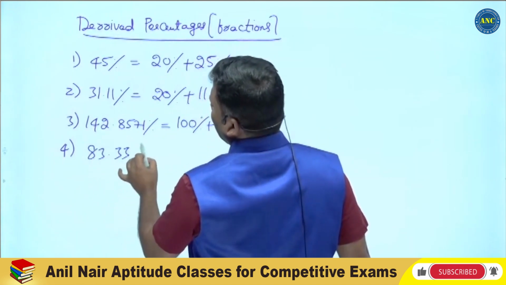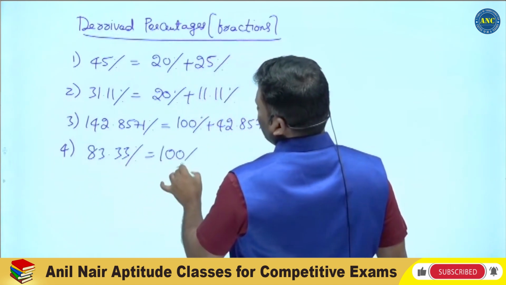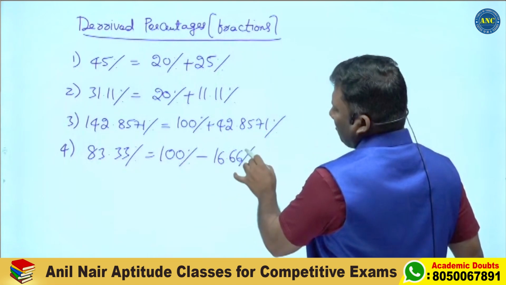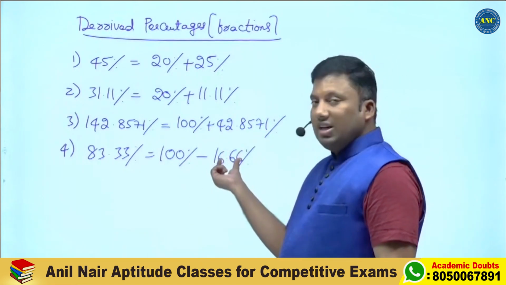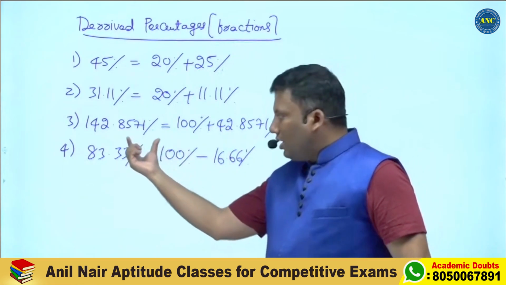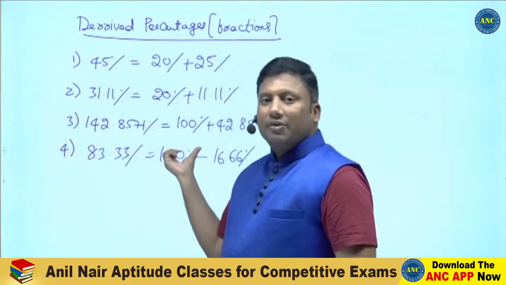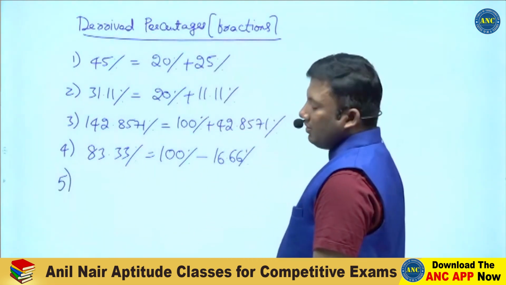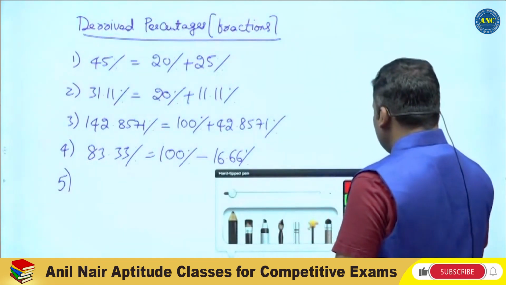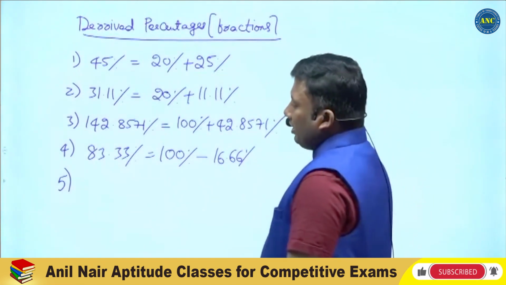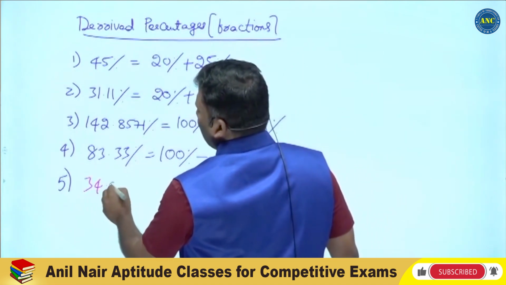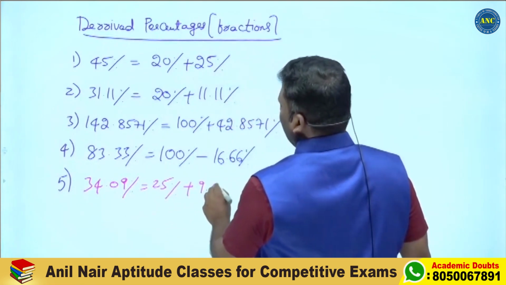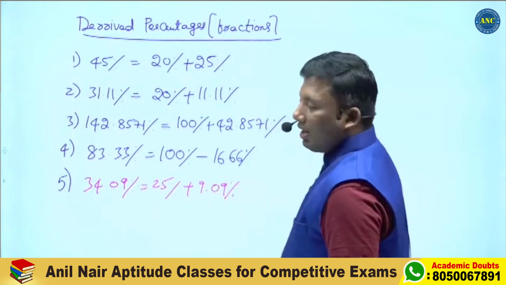If it is 83.33 percentage, this can be written as 100 percentage minus 16.66 percentage. This is something which we know. This is an unknown. Unknown is derived from the known. I hope the idea is clear. Suppose the question is 34.09 percentage: this is 25 percentage plus 9.09 percentage.